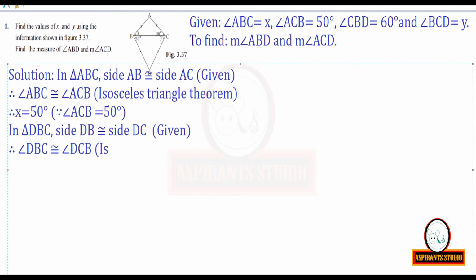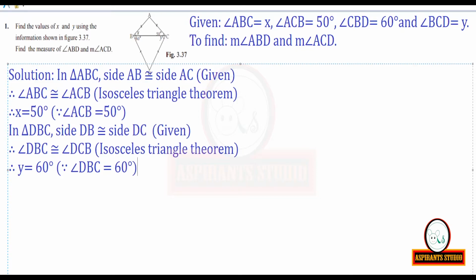Opposite to side DB, you have the angle DCB, and opposite to side DC, you have the angle DBC. Therefore, angle DBC is congruent to angle DCB. You know that measure of angle DBC is y and measure of angle DCB is 60 degrees. Therefore, y is equal to 60 degrees. Now, we have to find the measure of angle ABD and measure of angle ACD.